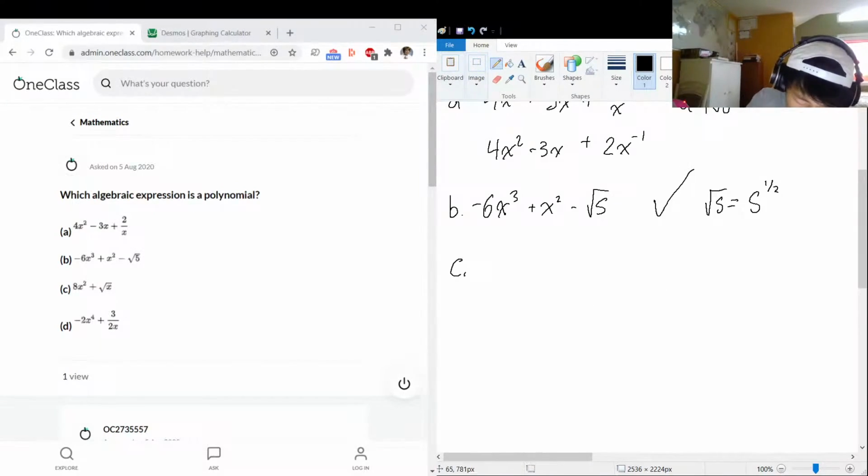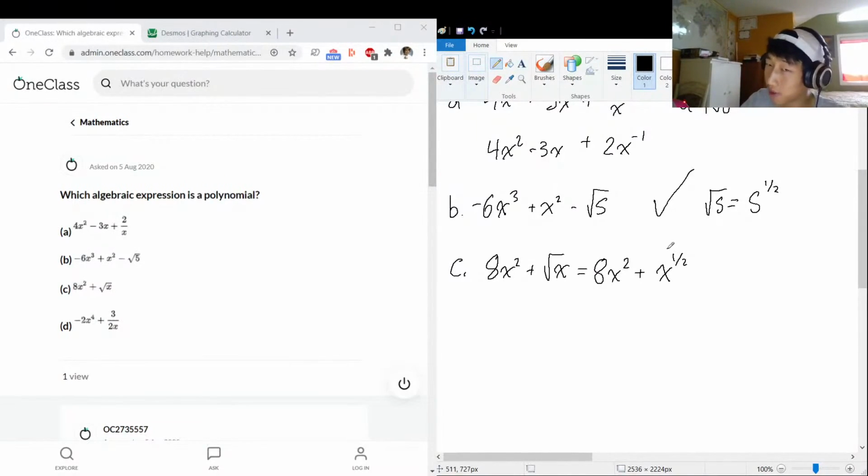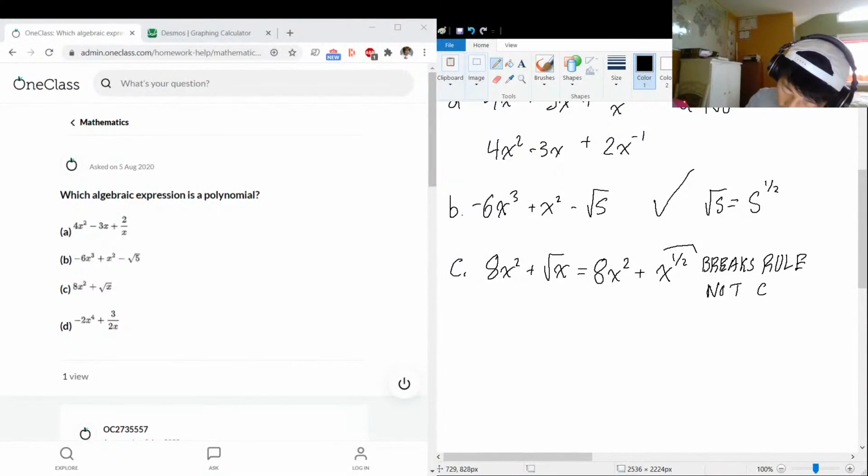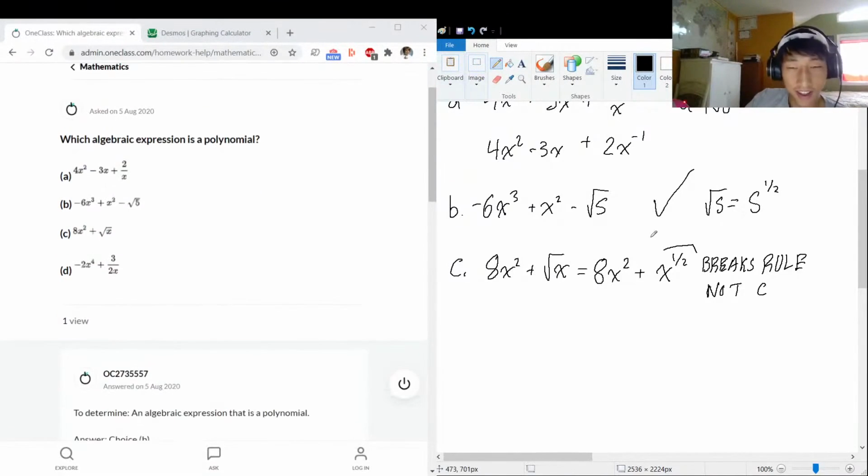So B passes the test. Now let's take a look at C. So C, we have 8x squared plus the root of x. And like I mentioned, the square root is equivalent to a power of 1/2. This is 8 times x to the power of 2 plus x to the power of 1/2. Now see, that power of 1/2, that breaks the rule. That is 0.5. So that breaks the polynomial rule, because all the powers on x have to be positive whole numbers. So it's not C. Okay, so let's take a look at D.